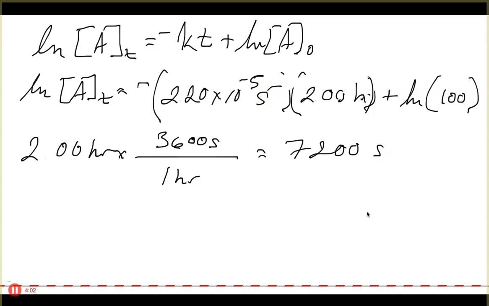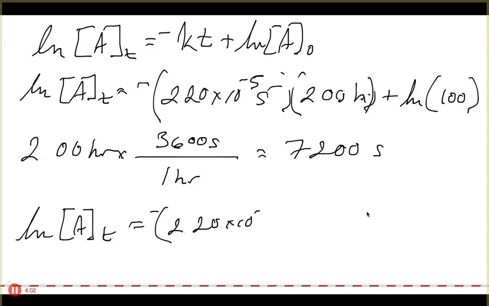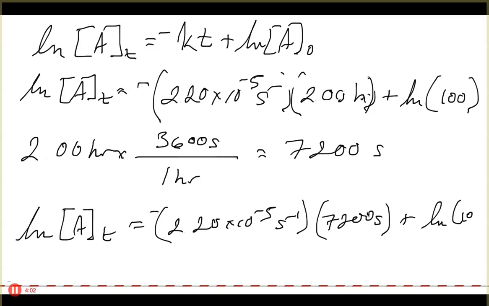So I plug that in. There's my natural log of the concentration of A at some time. Sorry about that. It equals negative 2.20 times 10 to the negative fifth per second times 7,200 seconds plus the natural log of 100, which is just a number.